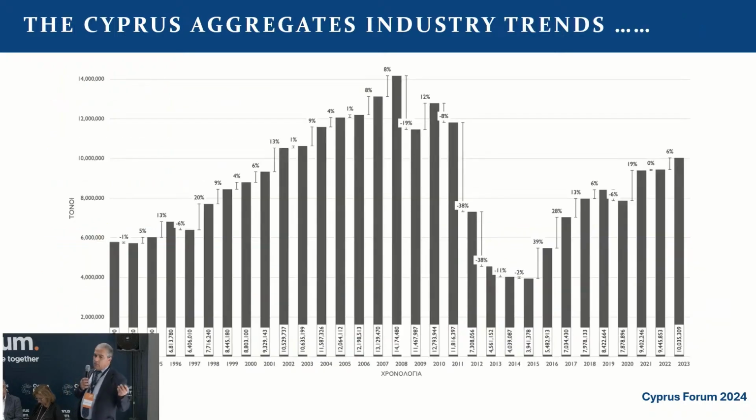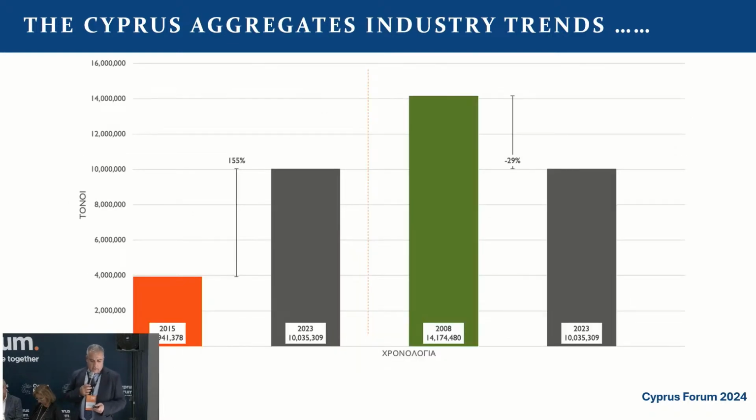This is a graph going back to 1993. You can see the upturn until 2008, which was the top. Then the big recession, we went minus 80%. The bottom was 2015. And now, as you can see here, we are catching up. 2023 was 10 million. This year is anticipated to go to 11 million. These are some comparisons. Let's say we are 155% up from the bottom in 2015 in Cyprus, but we are still minus 29% from the peak, which was 2008.